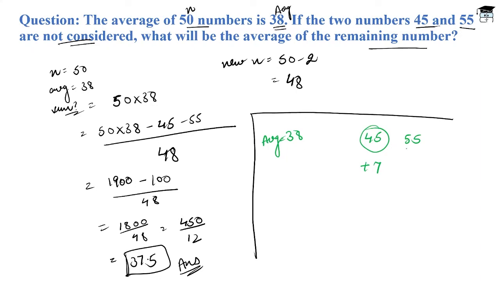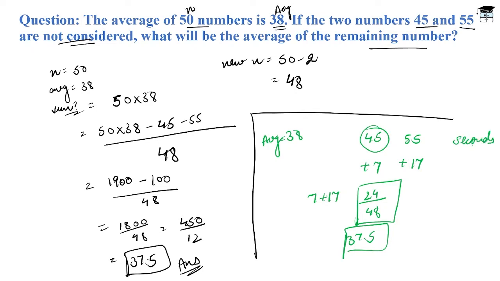And how much is 55 greater than 38? It is plus 17. Alright. Now 7 plus 17 is equal to 24. Alright. So 24 and n is 48. When you will divide this, what you will get? You will get 37.5. We did this in seconds, right? So this was method 2.